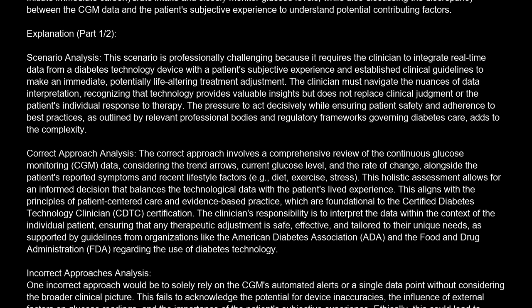The pressure to act decisively while ensuring patient safety and adherence to best practices, as outlined by relevant professional bodies and regulatory frameworks governing diabetes care, adds to the complexity.